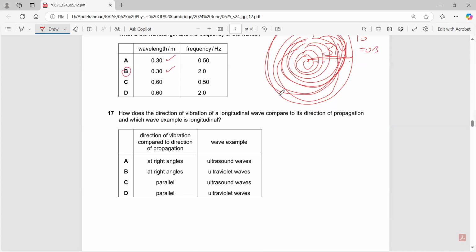How does the direction of vibration of a longitudinal wave compare to its direction of propagation? A longitudinal wave, how does it move? It moves parallel. Wave example: sound wave. It is a sound wave, a parallel wave, a longitudinal wave.